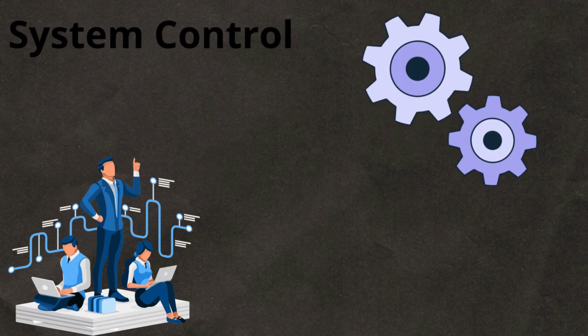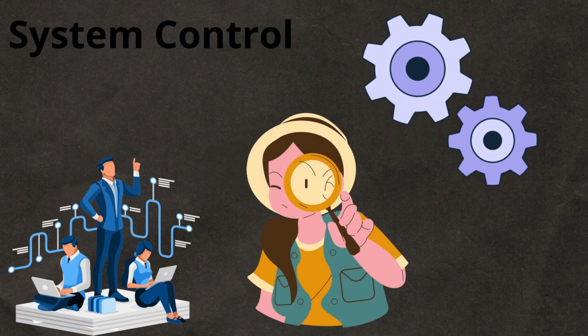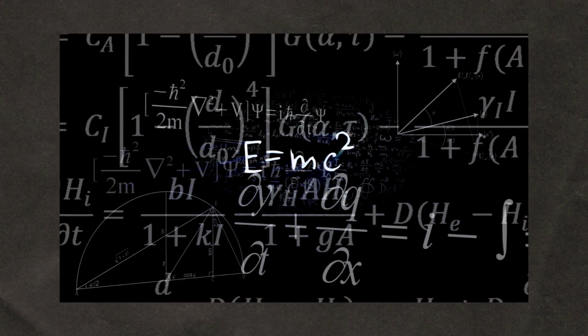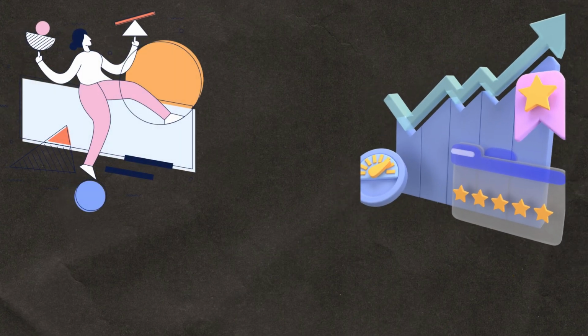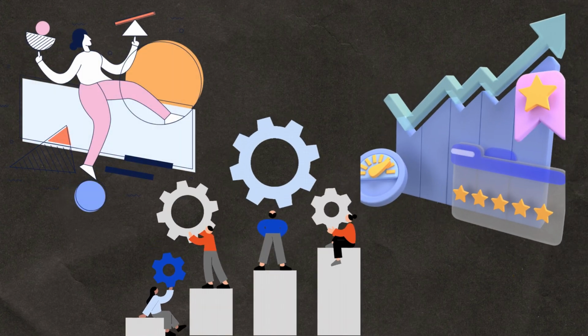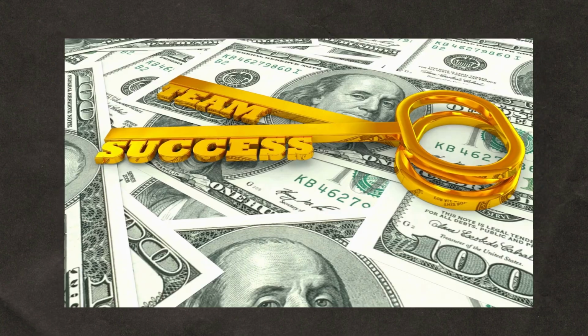System control refers to the methods and technologies used to manage, regulate, and oversee the behavior of systems to achieve desired outcomes. It involves the application of control theory to design systems that maintain stability, performance, and efficiency despite external disturbances or changes in operating conditions.